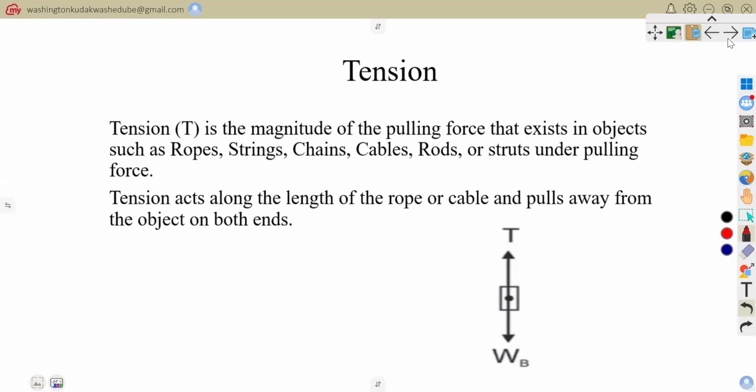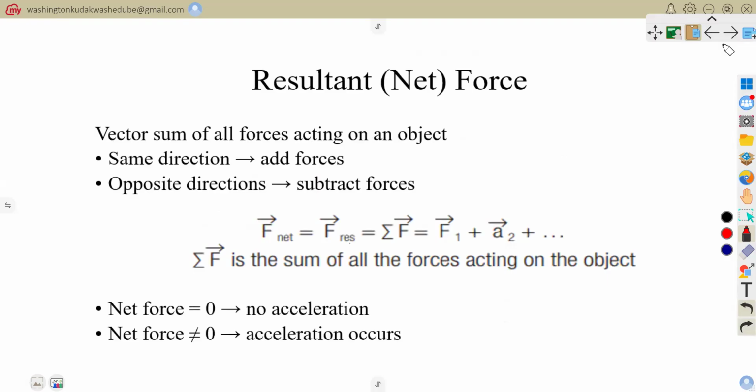Now let's go to another type of force that we have here, and usually this becomes our last type of force that we are going to be looking into in our syllabus, and we refer to this as the net resultant force. It's either represented as F net or F resultant.